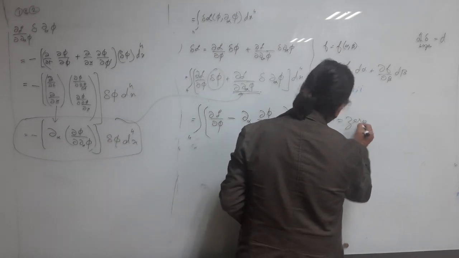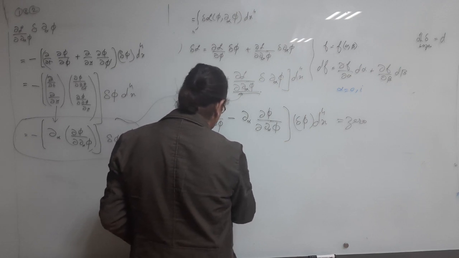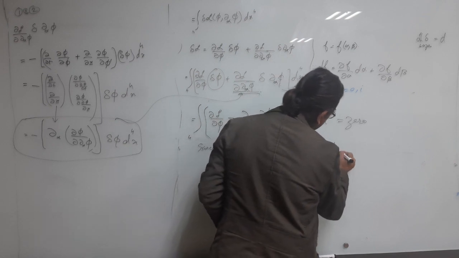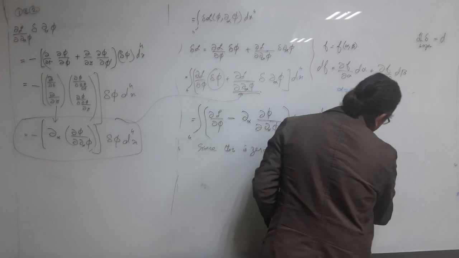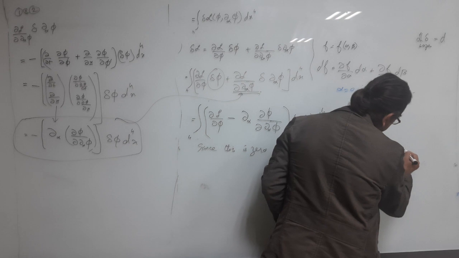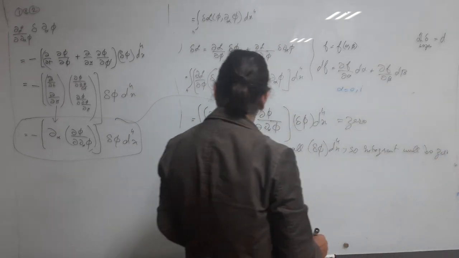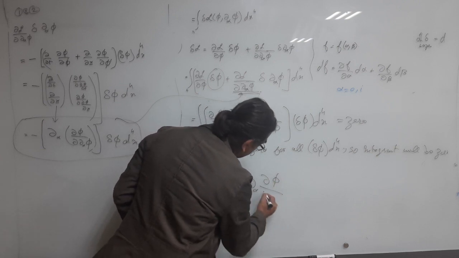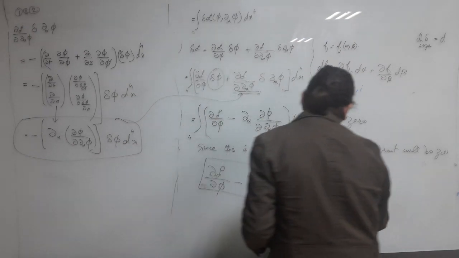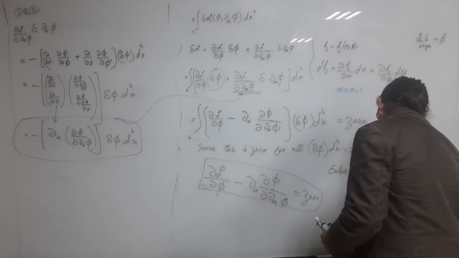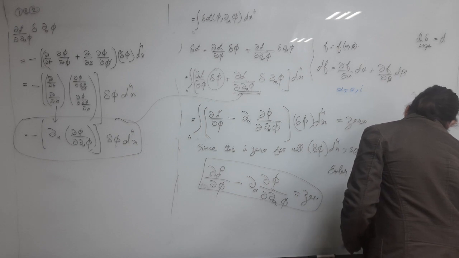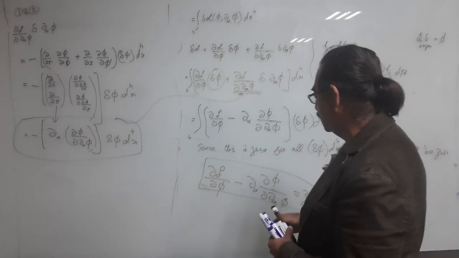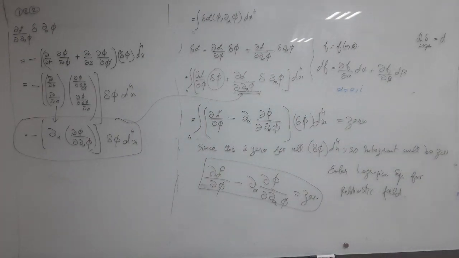And this is globally 0. Since this is 0 for all delta phi dx4, the integrand will be 0. So this is the Euler Lagrangian equation for the relativistic field. So this will be a relativistic Euler Lagrangian equation for the relativistic field.